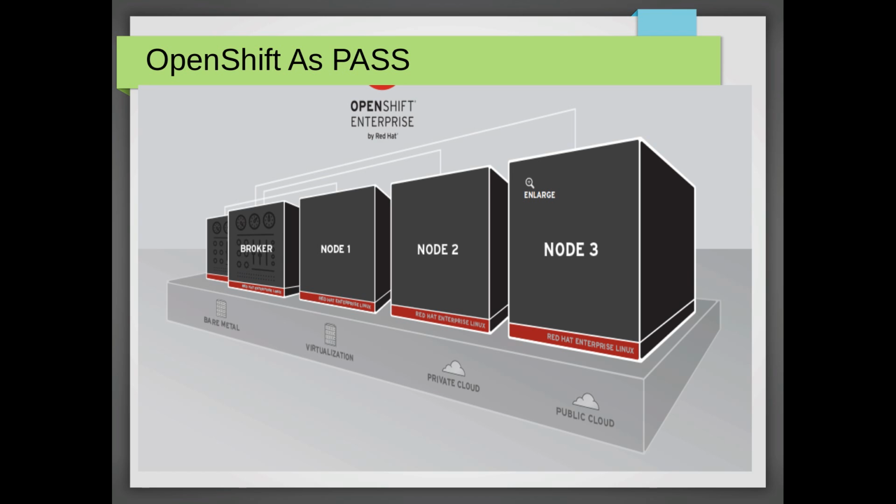OpenShift is that cloud platform which is organized by Red Hat, and this diagram shows that Red Hat has both a private cloud as well as a public cloud, and it is running on bare metal servers. You can put it in your own on-premise environment, or you can go for the public cloud which is provided by Red Hat.